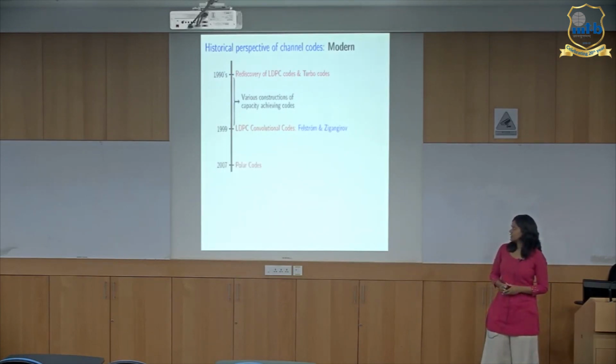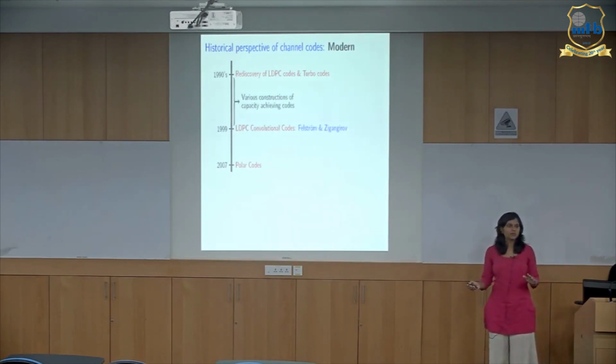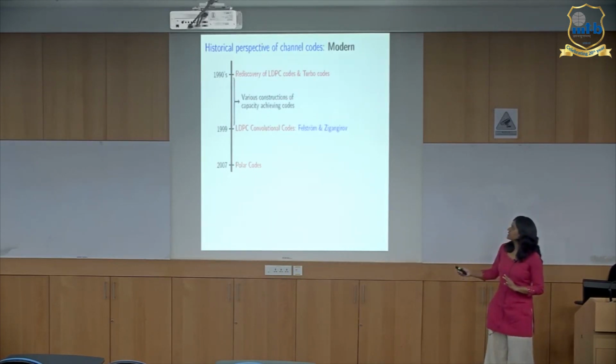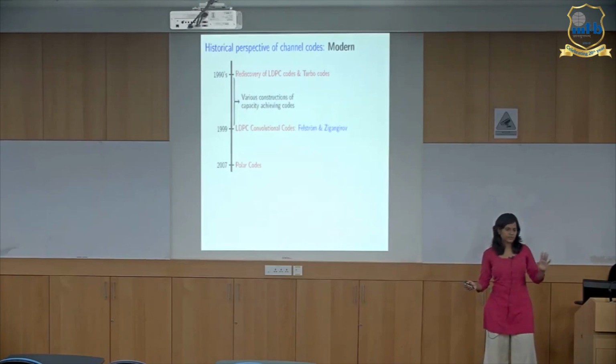Another notable contribution is polar codes, invented by Arikan in 2007, and polar codes were proved to be capacity achieving. Polar codes are the first channel codes which were theoretically proven to be capacity achieving. But for this talk, I will focus more on these LDPC convolutional codes because I work on a problem which is related to these codes.